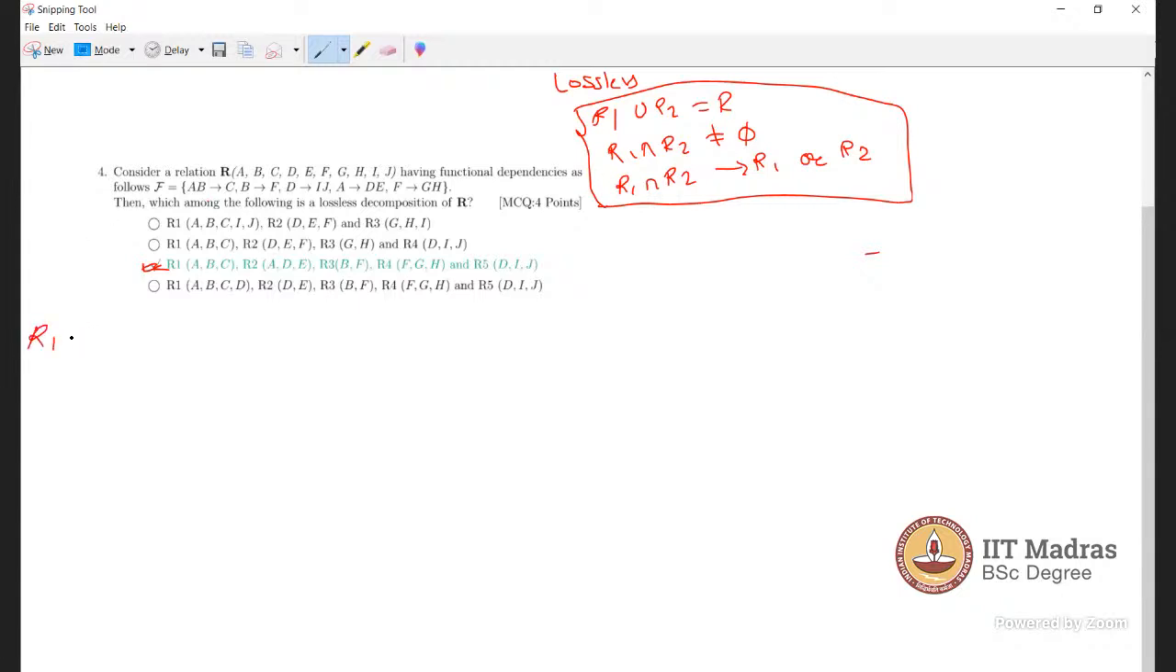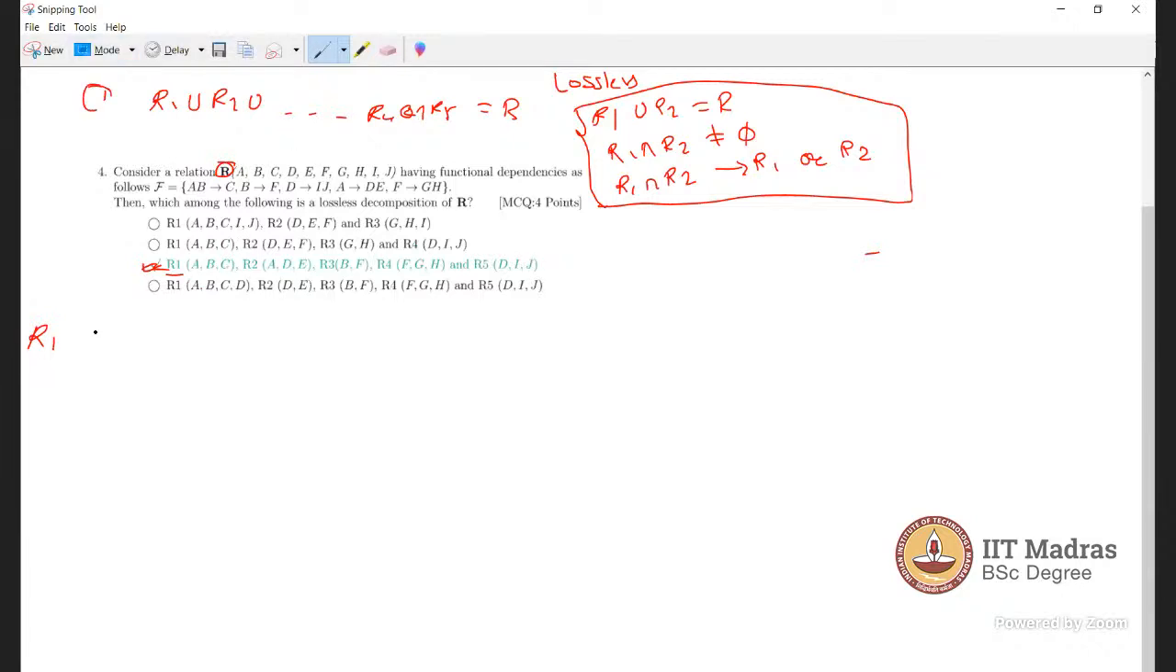So in this case, the first condition should be R1 union R2 union till R4 or R5. It should be equal to R, like union of all the relations. So A, B, C, D, E, F, G, H, I, J. So it is giving all the relation attributes present in R. Yes. So that is the first condition.